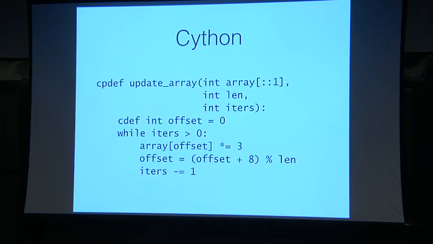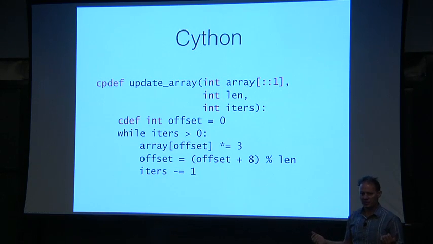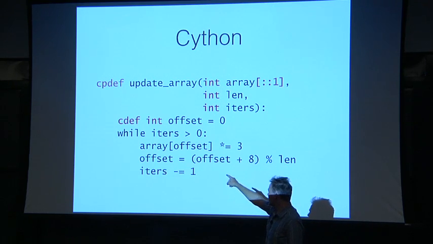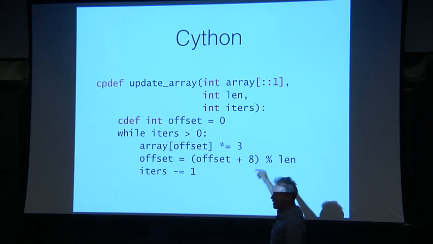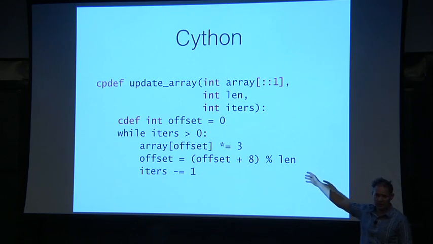This is the Cython version. It looks very much like the previous one. In fact, all I've done is add a few keywords and some information. cpdef says this is a C function and a Python function, so C Python definition. And then all I've done is add type information and some memory layout. I've said, okay, these are all integers. The offset is an integer. And the array notation basically means it's one-dimensional, it's contiguous in C order. That's all I've done.